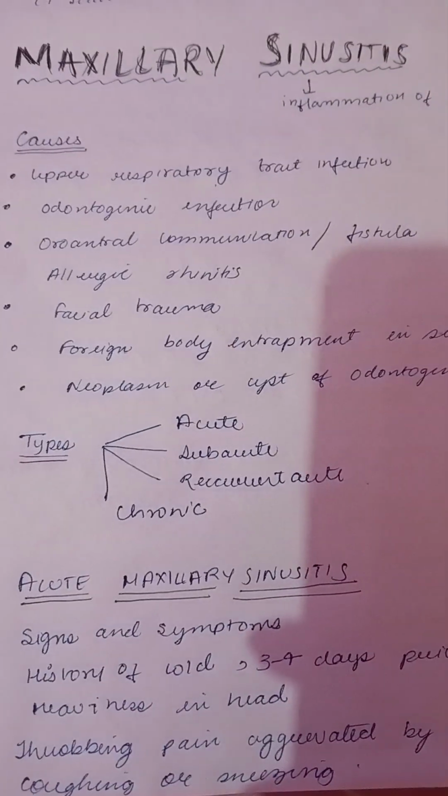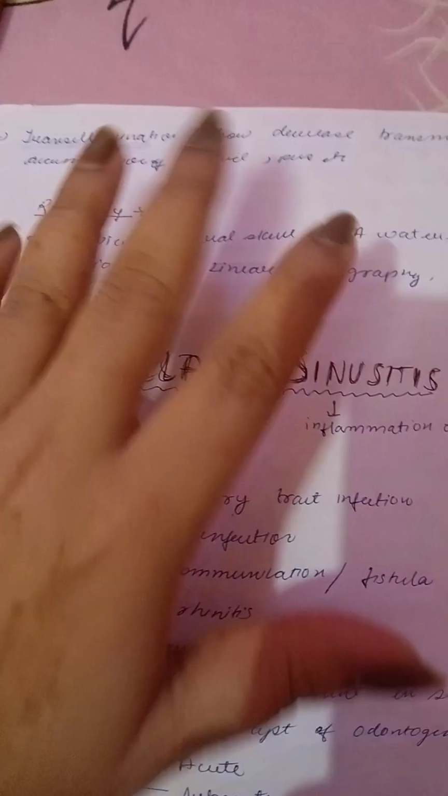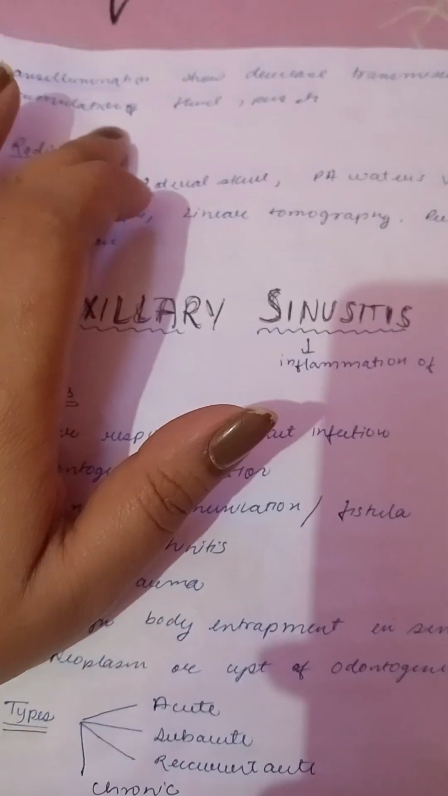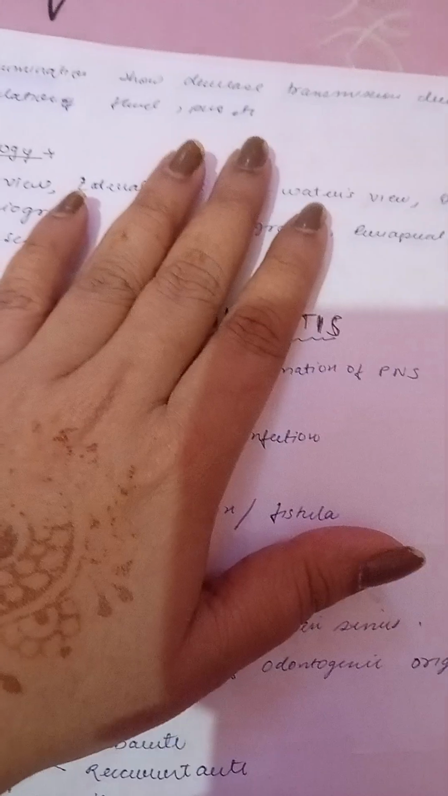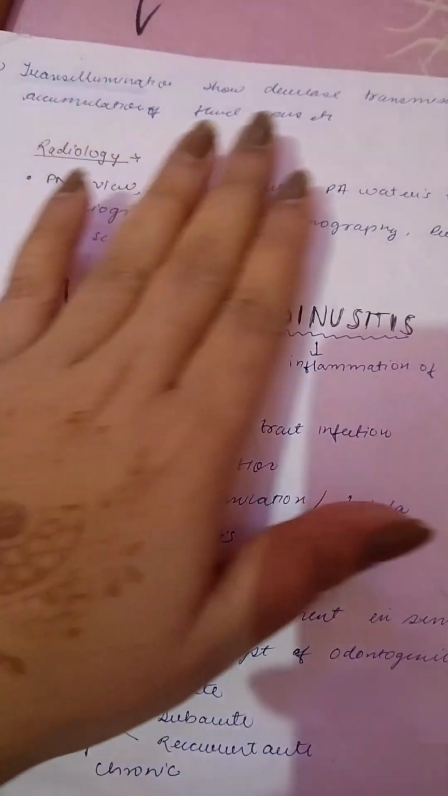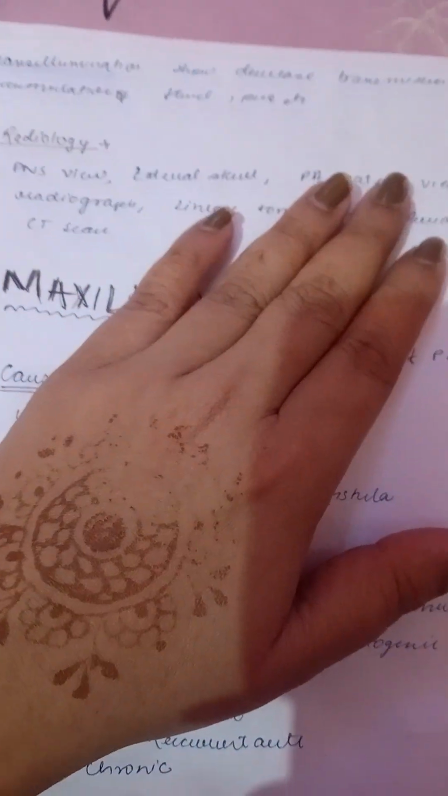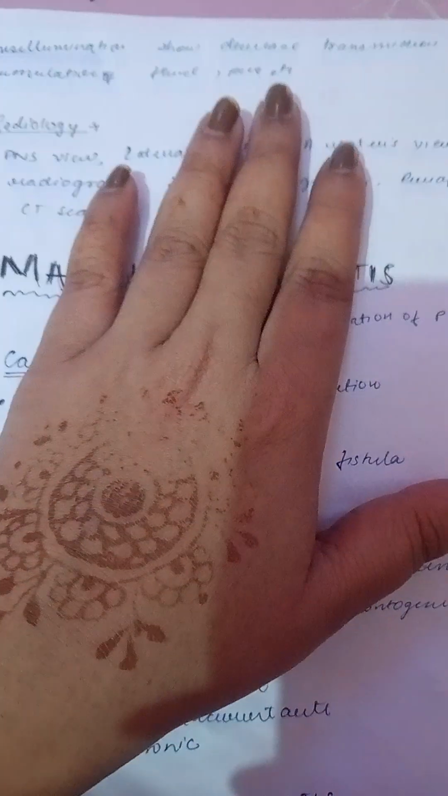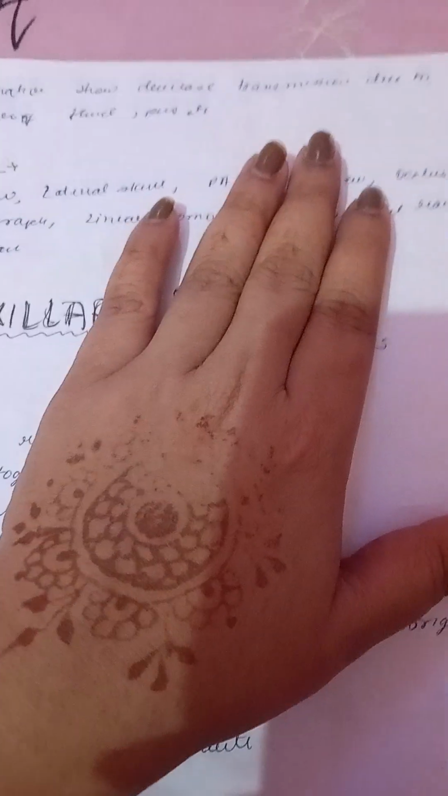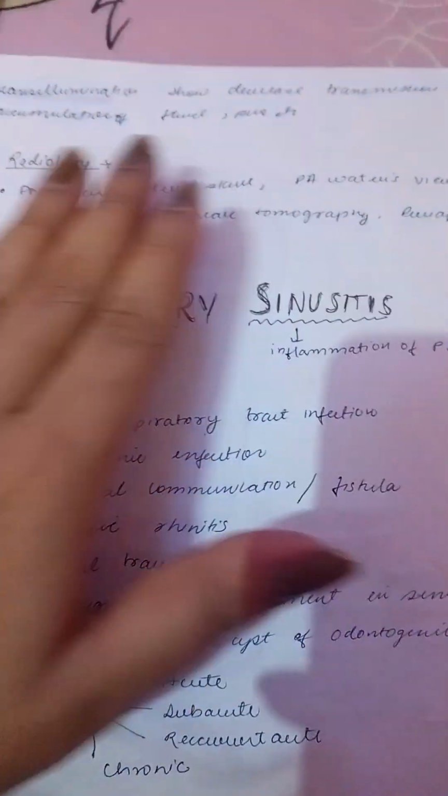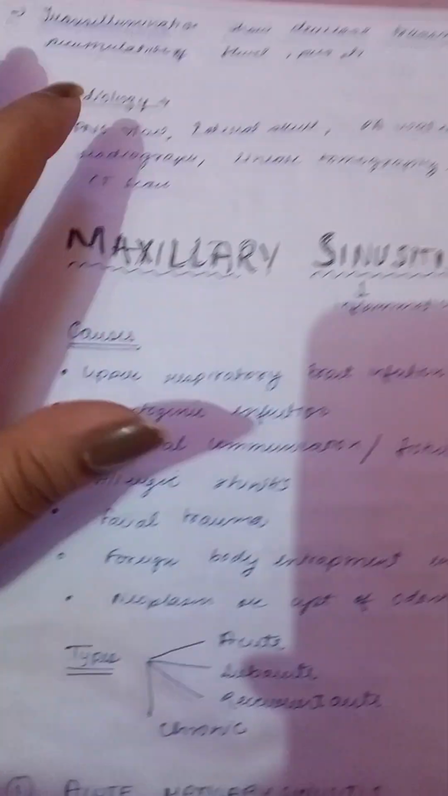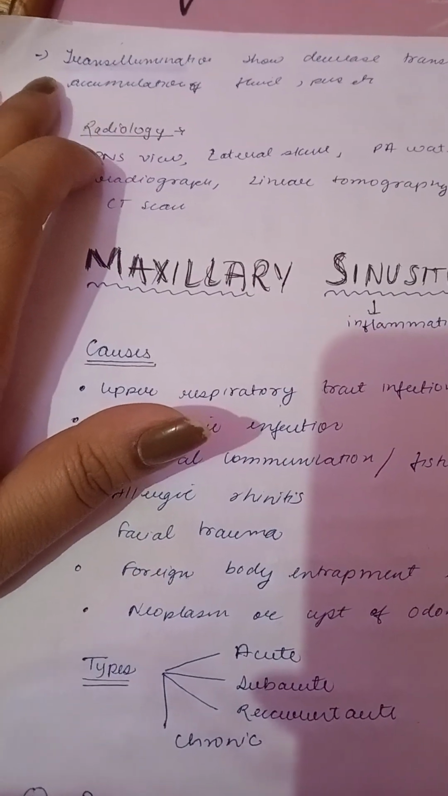Now there is a trans-illumination technique which is very important in maxillary sinus diseases. Trans-illumination shows decreased transmission due to accumulation of fluid, pus, etc. This is the most important diagnostic thing.